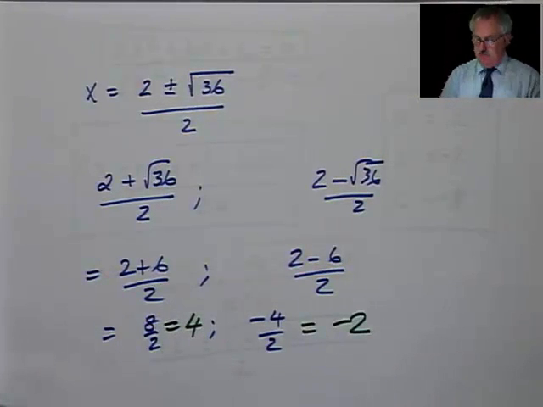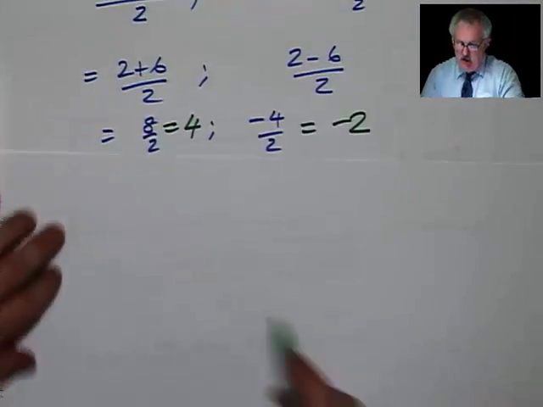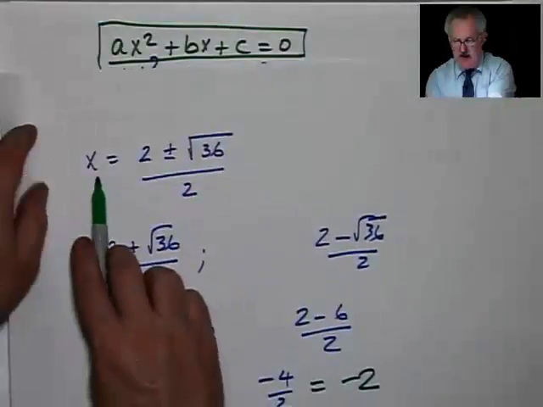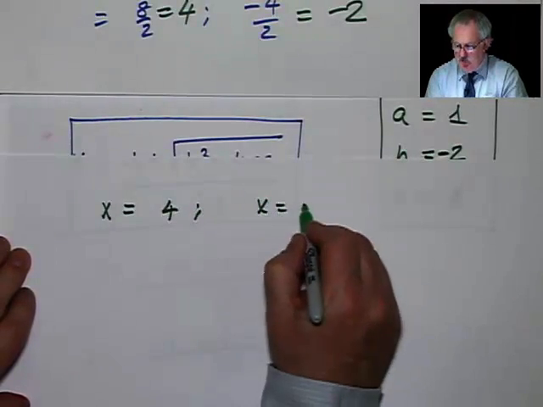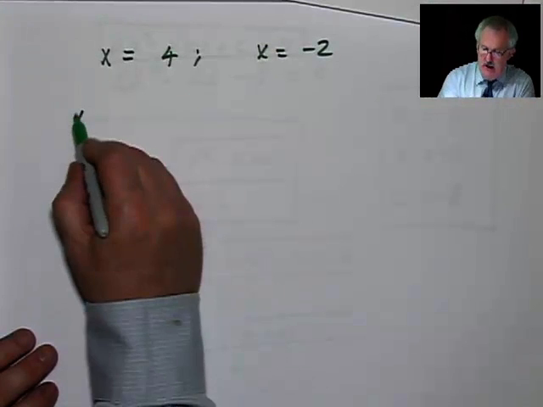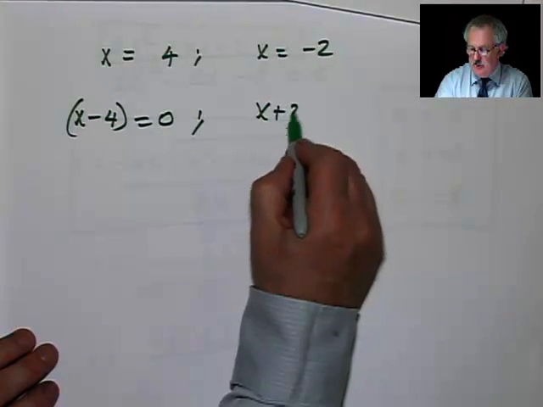It looks like we're getting the same answers. It looks like we're coming in on x, which was the starting point for all of this, the x value. x is equal to 4. x is equal to minus 2. Or if we wanted, x minus 4 is 0, x plus 2 is 0.